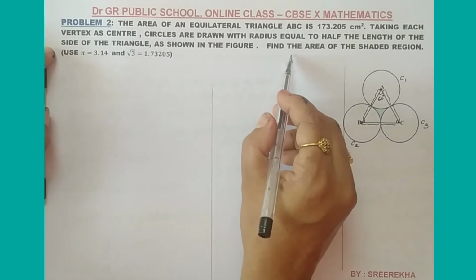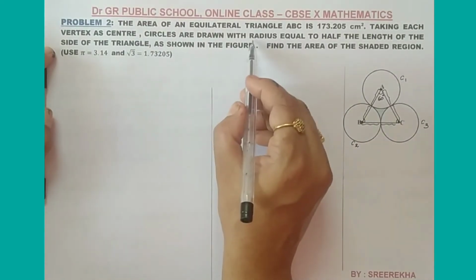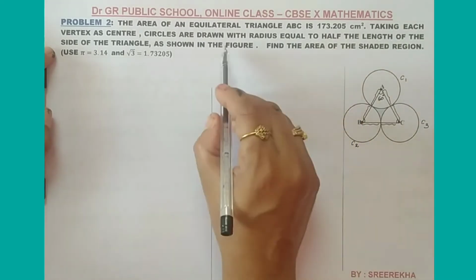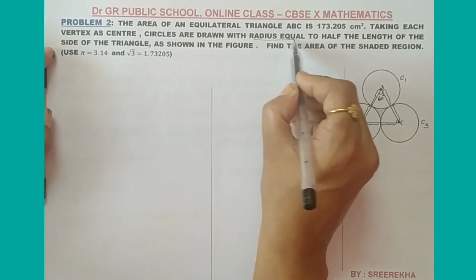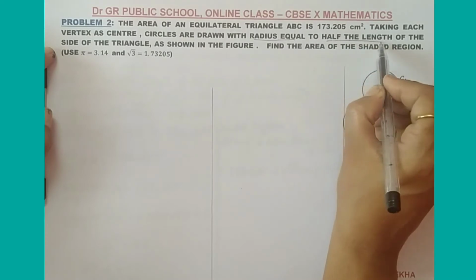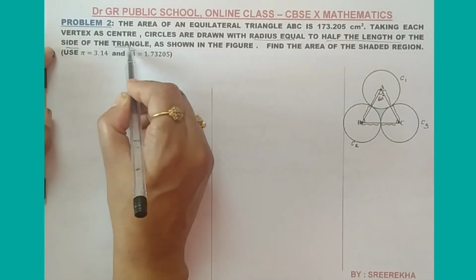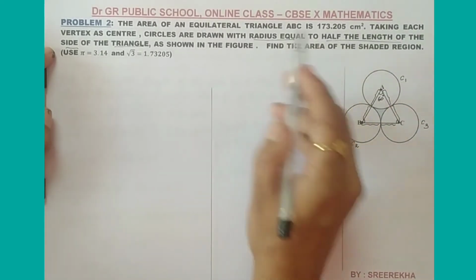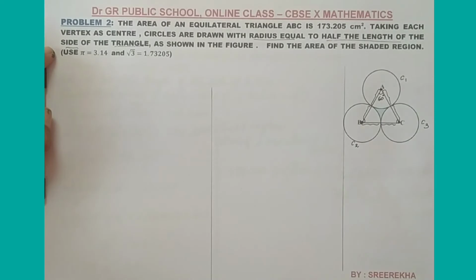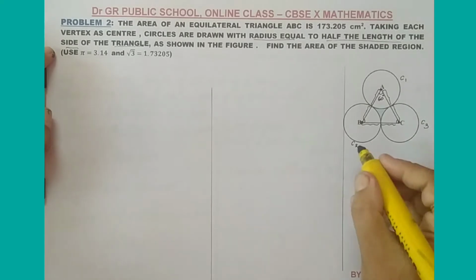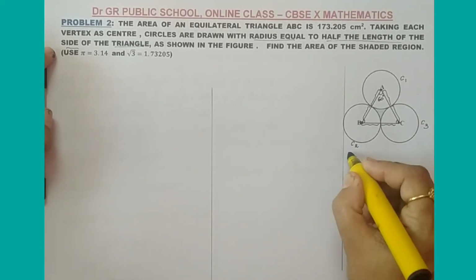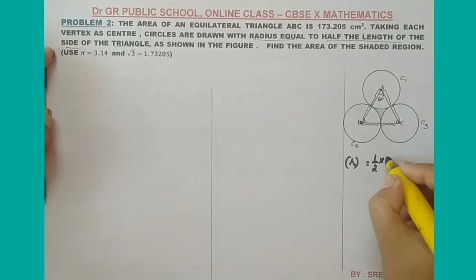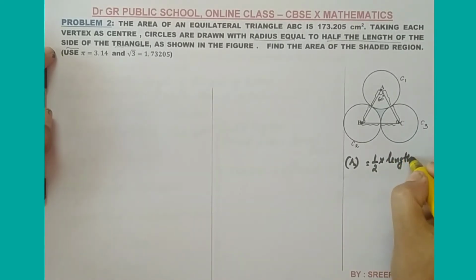The condition given is that the circles are drawn with a radius equal to, what about the radius of the circle? A radius equal to half the length of the side of the triangle. Whatever be the length of the side of the triangle, its half will be the radius. That's the condition given for you. The radius is equal to half the length of the side of the triangle.